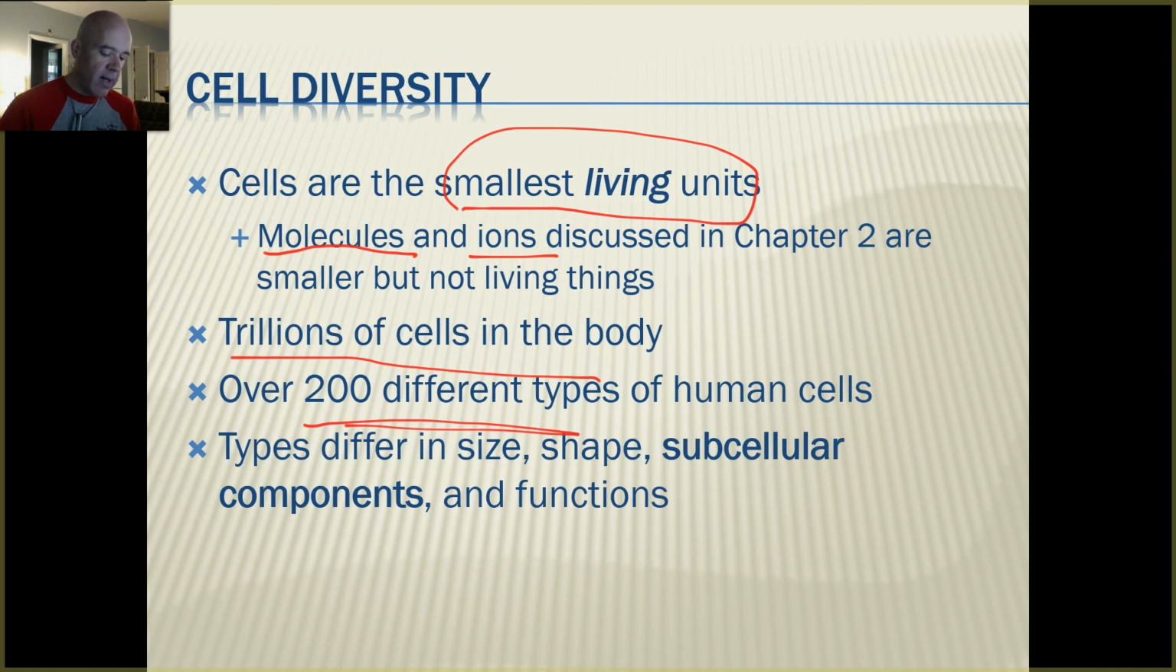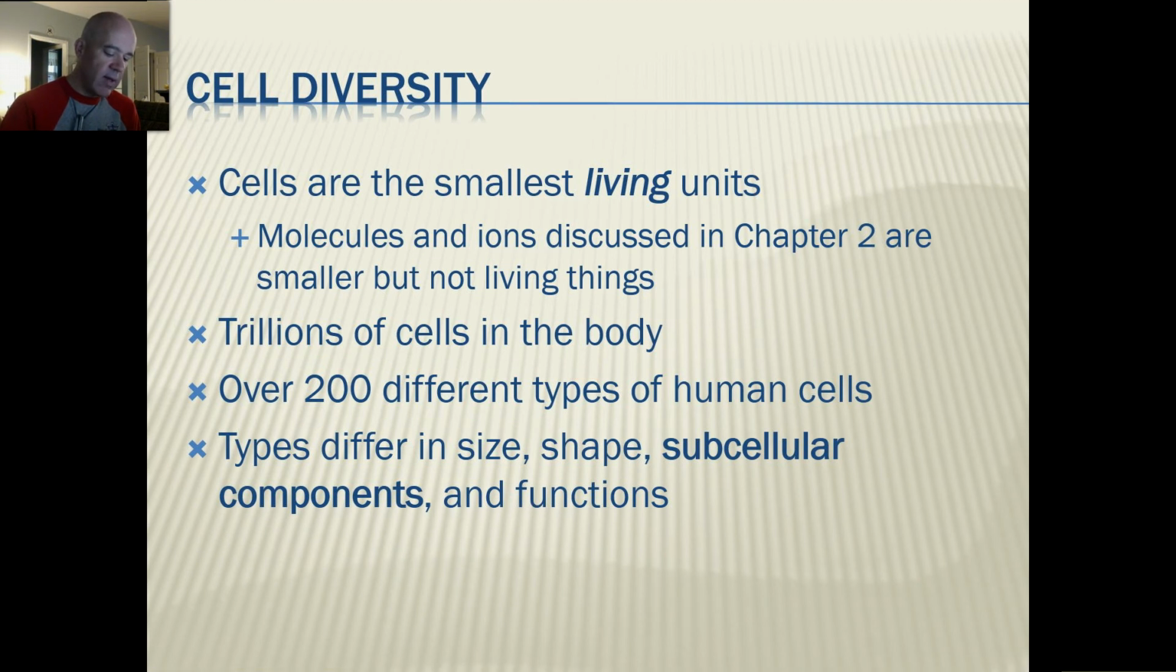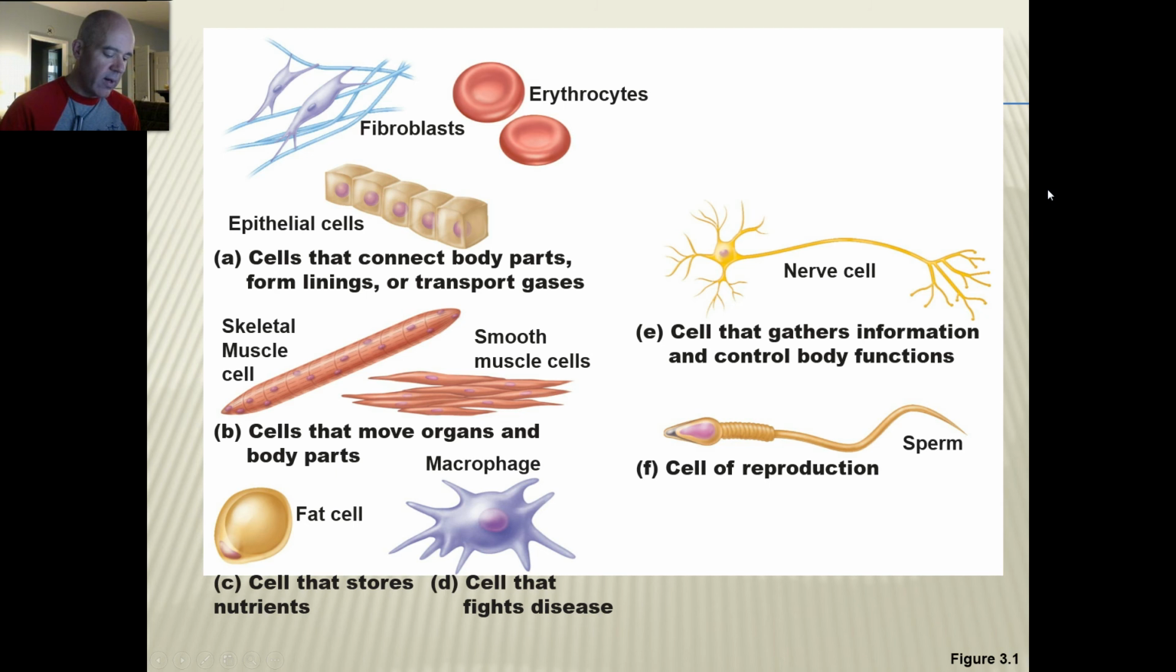The cell types in the body do have differences associated with them, as you might imagine. Here's a diagram from your textbook, which is illustrating some different cell types in the body, such as erythrocytes, those are your red blood cells. Here are a couple of different types of muscle cells in the body. Here's a sperm cell.